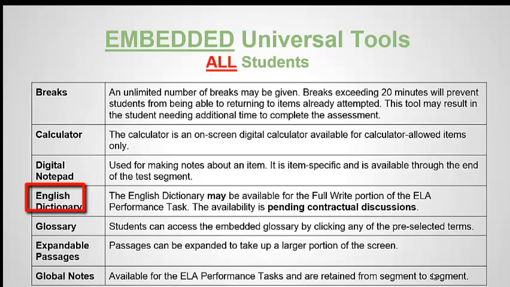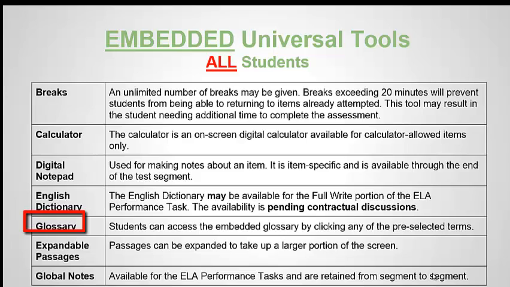English dictionary. An English dictionary may be available for the full write portion of an ELA performance task. However, this is pending contractual discussions. A full write is the second part of a performance task. The use of this universal tool may result in the student needing additional time to complete the assessment.